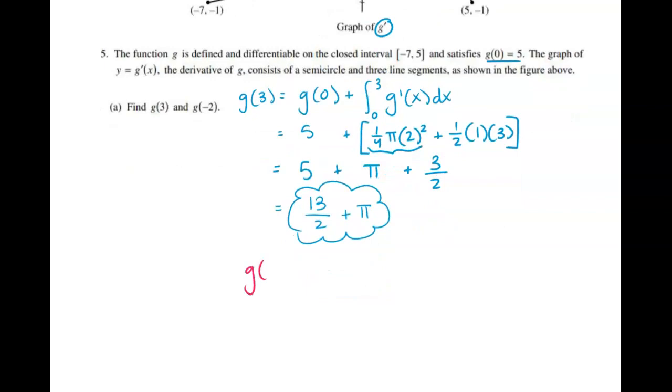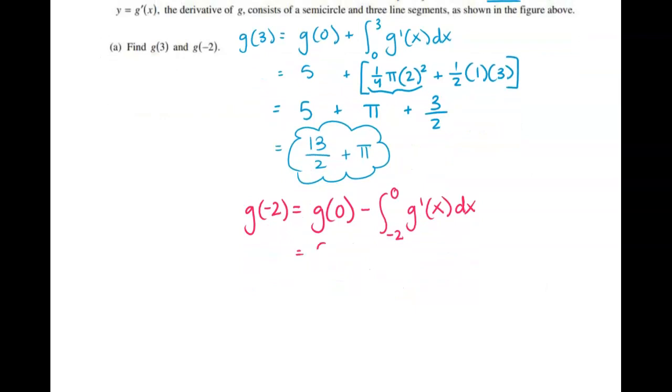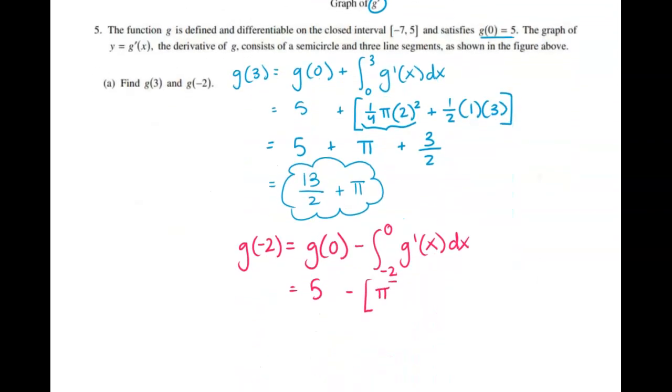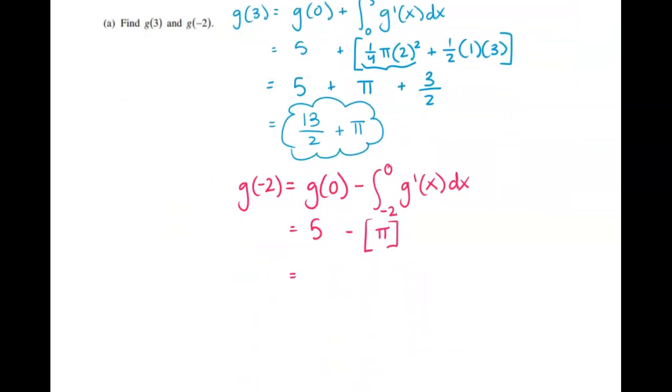For g of negative 2, we'll start with g of 0 again, but now we're going to go backwards, so kind of reverse accumulation, subtracting the integral from negative 2 to 0 of g prime of x dx. And g of 0 is still 5, same problem, minus the integral from negative 2 to 0, which starts here and goes to here, and is actually just the other quarter of the circle, and we know the area of that is pi. So g of negative 2 is just 5 minus pi.